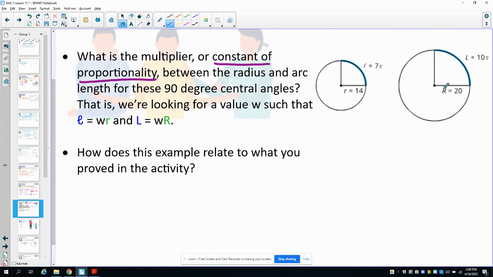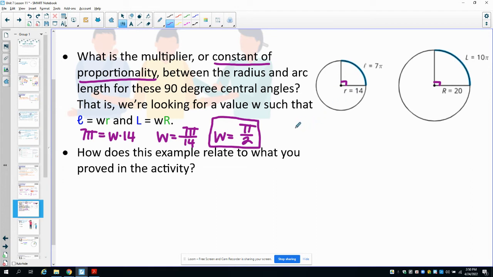And so when we're looking at these two shapes, we said these are dilations of each other if they have this 90-degree sector. So let's take a look if we're looking for that constant of variation. In this first one, we're saying the arc length versus the radius. So the arc length equals some constant times the radius. In the original, the arc length is 7 pi equals W times the radius. If I divide both sides by 14, we get 7 pi divided by 14, and 7 over 14 is 1/2. So we end up with pi over 2. The arc length divided by the radius is pi over 2 in this original.